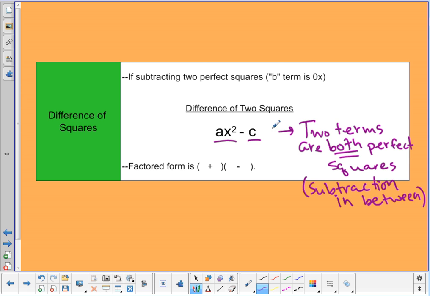Okay, so what that means is when we're subtracting two perfect squares, the b term can be called 0x because that 0x is gone. Our factored form is going to be the plus and minus pattern where you have an m and an n and an m and an n. You get the same two terms. One is positive, one is negative. So you'd have the same two terms in both factors. It's just one positive, one negative.